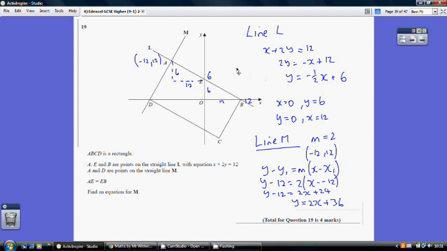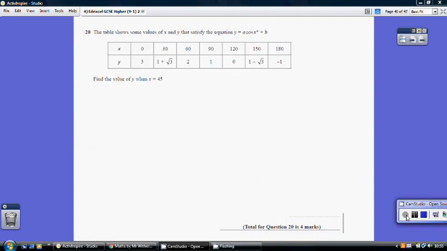Now for the gradient of a perpendicular line, you take the gradient of L and you flip it over and change the sign, if you like. So rather than a half, which is 1 over 2, it's now 2 over 1, which is 2. And rather than being negative, it's a plus. So the gradient of m is plus 2. And that makes sense. It's quite steep and going upwards, whereas L is quite shallow and going downwards. So I've achieved my first goal. I've worked out the gradient.